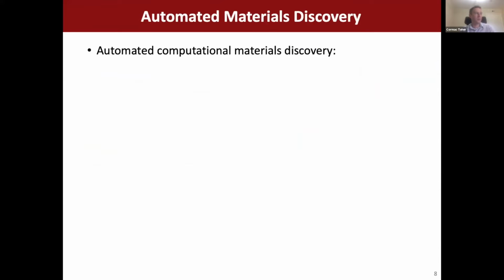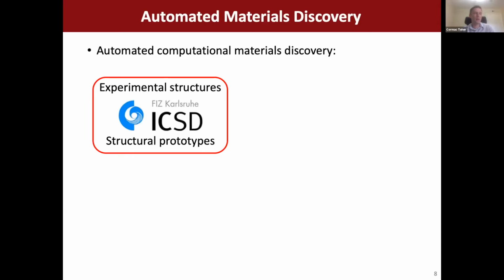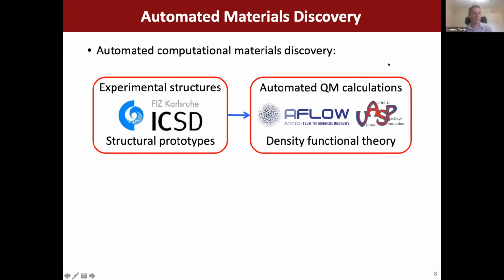So to do this, we do what we call automated computational materials discovery. Our workflow looks something like this. We start from either already experimentally observed materials or what we call structural prototypes, which again, David is going to talk about shortly. We then decorate these structural prototypes with different combinations of elements. Then we perform automated density functional theory calculations. So we use what we call the FAST code.